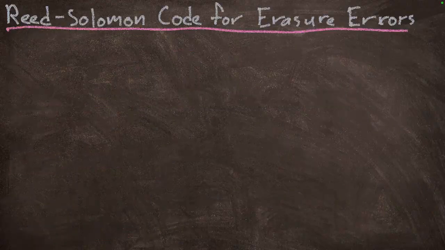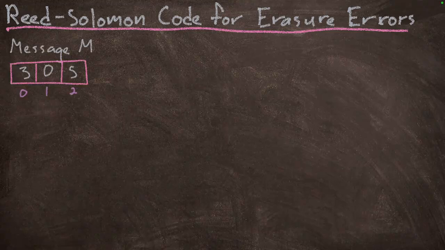Okay. So what we're going to talk about is the Reed-Solomon code for erasure errors. These are two people, Reed and Solomon. A lot of these things have names from papers. Reed and Solomon were the authors. So let's say we have this message 3, 0, and 5 now.